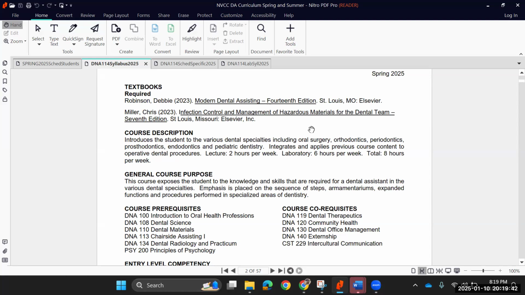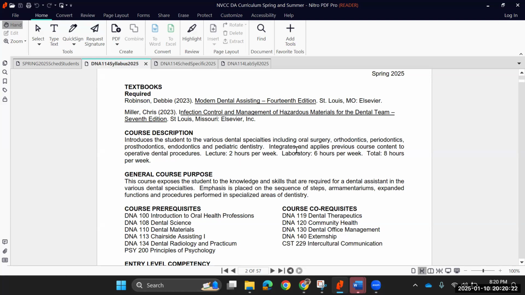Okay. So the purpose of this course: Chairside Assisting 1 was a little bit different. It was more with the basics, the basic instruments like the mouth mirror and the explorer, very bread and butter, just to establish the foundation of your knowledge in dentistry. In Chairside Assisting 2, it deals with more dental specialties like oral surgery, orthodontics, periodontics, prosthodontics, endodontics, and pediatric dentistry. There is a total of 2 hours per week that we meet for lecture and 6 hours per week for lab, altogether 8 hours.